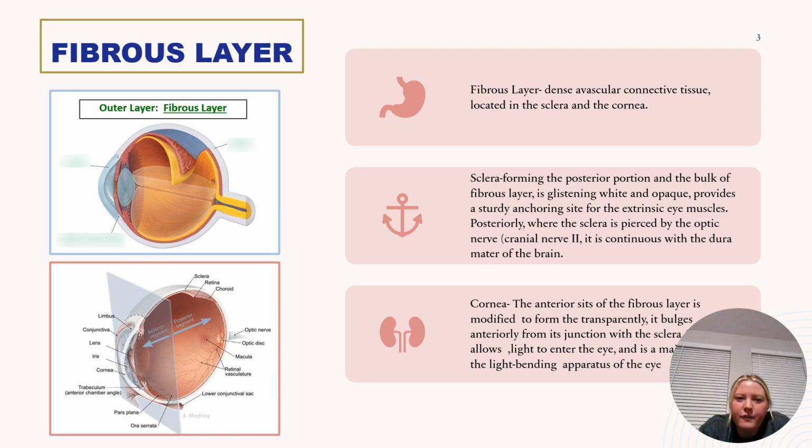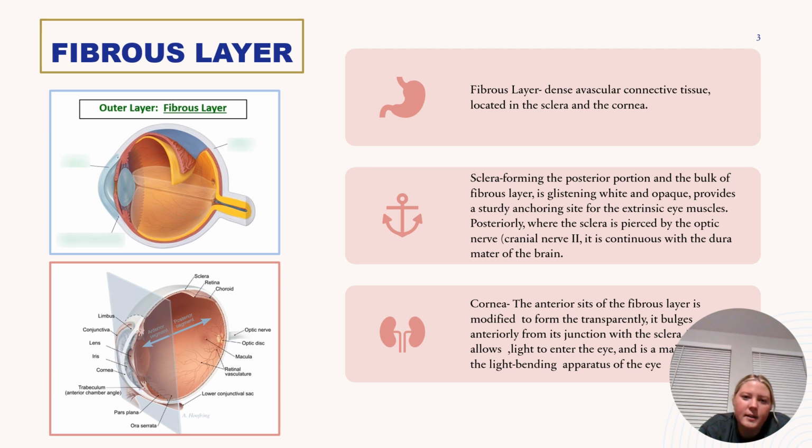Okay, so starting with the first layer, the fibrous layer, it's a dense avascular connective tissue. Located within it are the sclera and the cornea. The sclera forms the posterior portion and the bulk of the fibrous layer. It's glistening white and opaque. It provides a sturdy anchoring site for the extrinsic eye muscles.